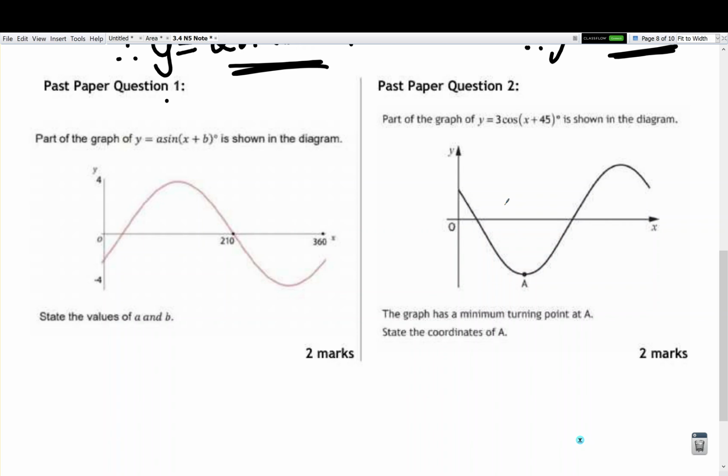And then the second one, you're given the equation. It's 3 cosine x plus 45. And you're asked what are the coordinates of this minimum turning point. So think about where the cosine curve this time would usually have its minimum. What would the x value be when it's down at its minimum? What would that minimum now be if it's x plus 45? And then what would the value of y be? If the teacher could pause this video just now and give pupils 3-4 minutes to have a go at these, and then I'll talk about the solution.